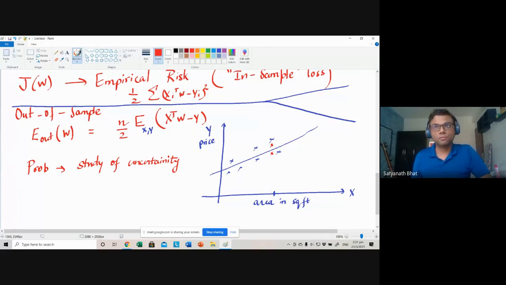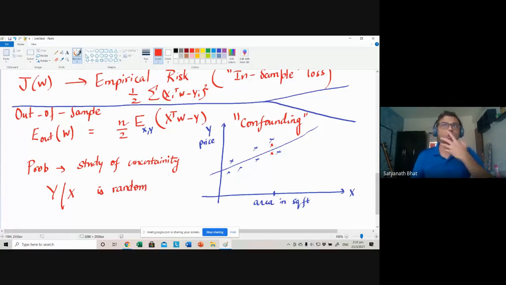So given a fixed area, there may be some set of observations that you are not seeing. These are typically called in the literature confounding variables. Confounding means confusing. So basically y is random. Can someone say why y, given a particular value of x, is random? We can understand this because for a given area you may have two different prices. That is just happening because we are not able to see all the information for that particular house. So this is why y is random. Why is x random?